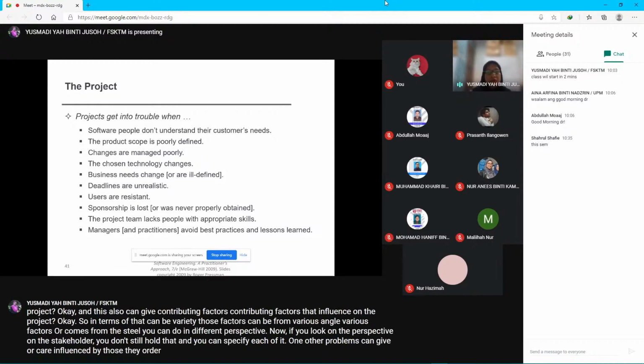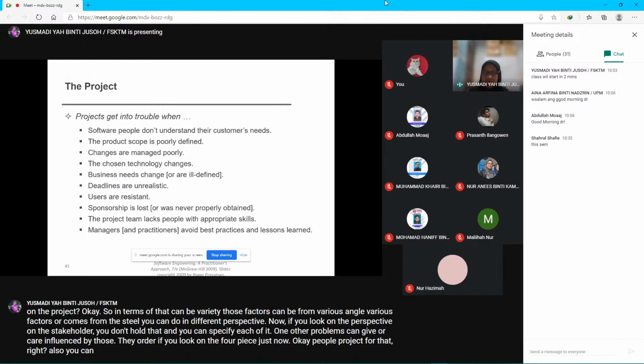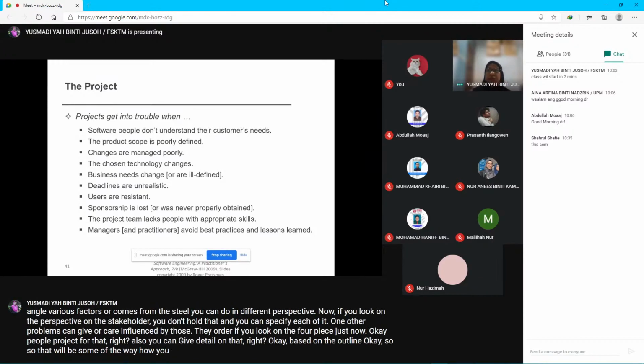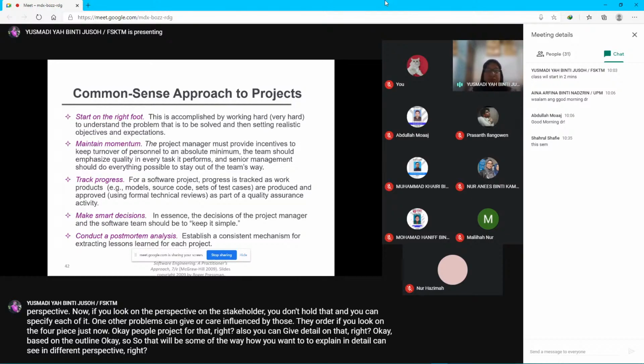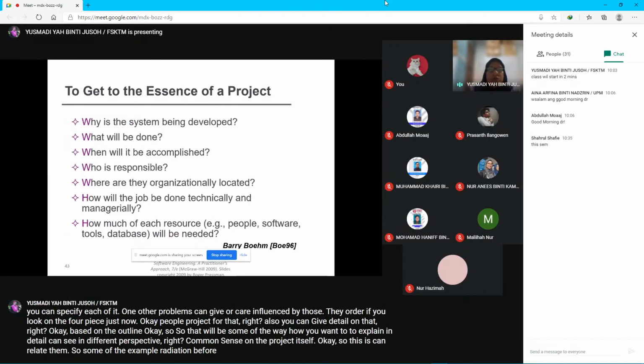If you look at the 4 P's just now, people, project, product, right? You can also give detail on that part, based on that outline. So that will be some of the ways you can explain in detail, or see from a different perspective, right? Common sense on the project itself. So this you can read later. Some of the examples were already mentioned before. Essence of the project, to get the feel of the project.